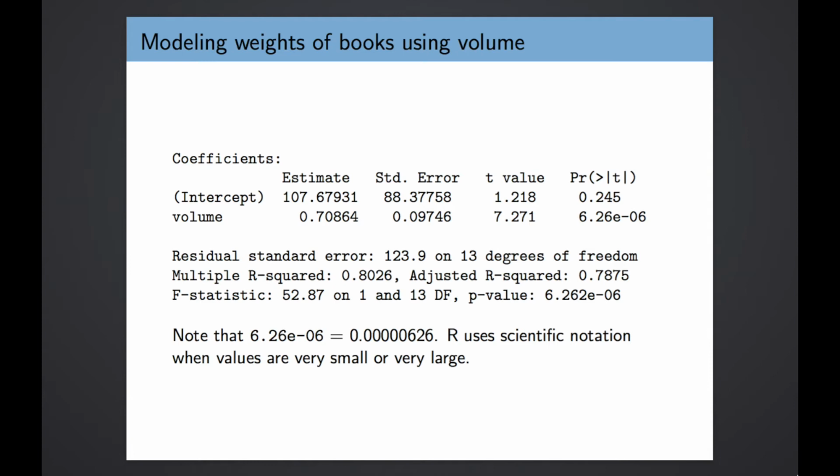That's the null hypothesis. When we have a really low p-value, that means that we reject the null hypothesis in favor of the alternative hypothesis that there is a slope that represents a meaningful relationship between those two variables. Because this p-value for volume is so small, we can see that there is a statistically significant relationship between volume and book weights.